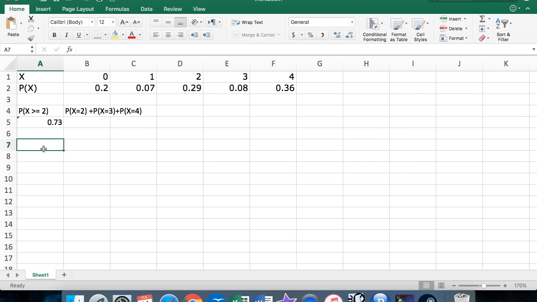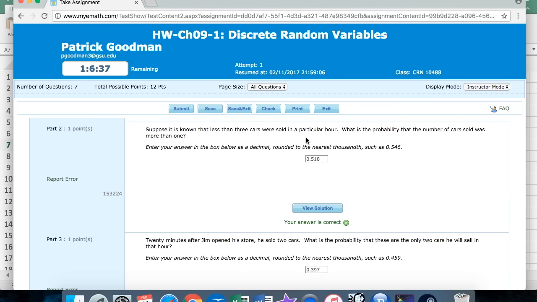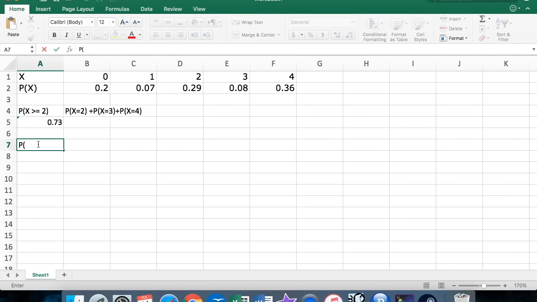So what we have is the probability, and then we're going to have something we're looking for. So the probability that the number of cars sold was more than 1. In other words, we want more than 1 car to be sold, but we're given a constraint, right? We know that in that hour less than 3 cars were sold. So in other words, what's the probability that x is greater than 1, i.e. more than 1 car was sold, given that we know we did not sell 3 cars, we sold less than 3 cars.